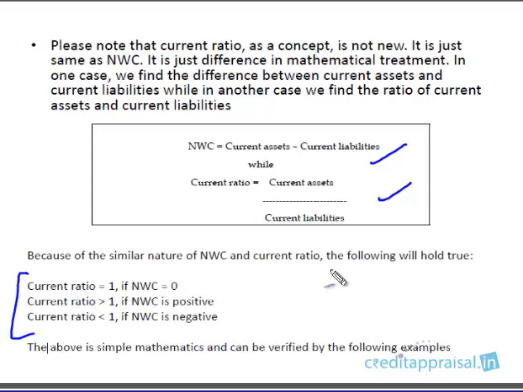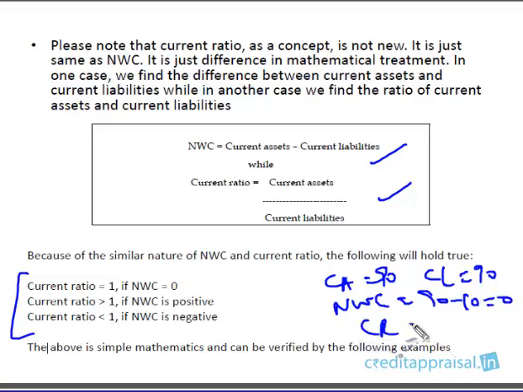Obviously, say current assets are 90, current liabilities are 90. So what is NWC? Current assets minus current liabilities, 90 minus 90 is 0. What is current ratio? Current assets by current liabilities, 90 by 90, this is 1. This is what I'm saying. If current ratio is 1, it means NWC is 0. And similarly, you can verify that if current ratio is greater than 1, NWC will be positive. If current ratio is less than 1, NWC will be negative, right?